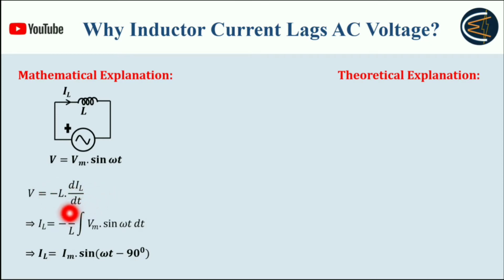If you integrate and try to derive the expression of current through the inductor, you will get IL equals Im sin(omega t minus 90 degrees). From that expression you can easily say that the inductor current is lagging the AC voltage. Why? Because V equals Vm sin omega t, but in the current expression it is omega t minus 90 degrees, hence the current is lagging the voltage. Okay, so that is the mathematical explanation.